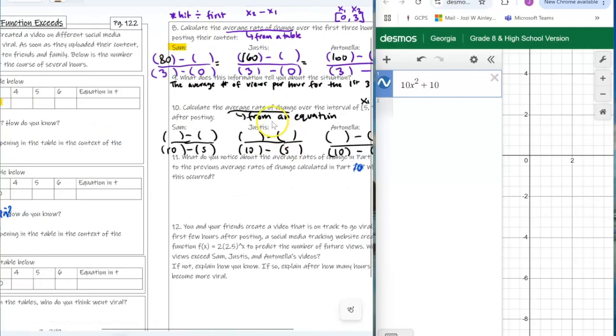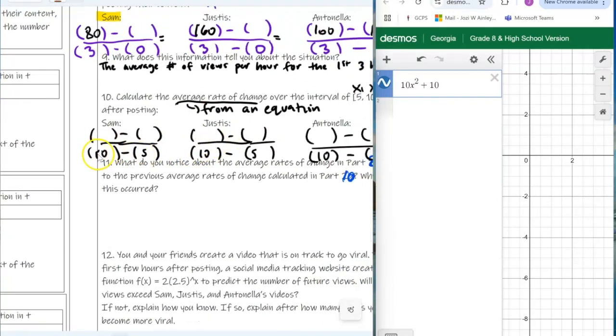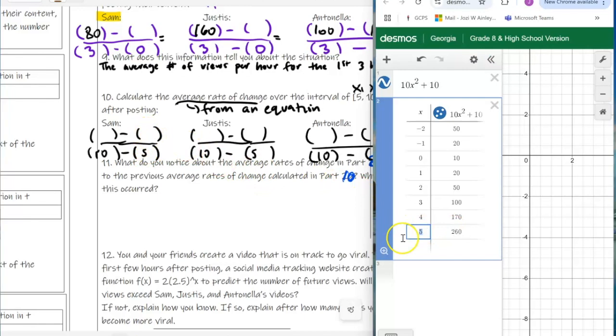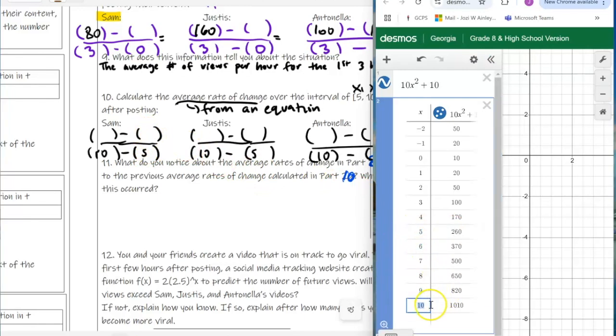So how would I find, I want to find 2 values, one at 10 and one at 5. And I think you guys have voted that hidden table is the fastest way to do that. So I'm just going to press enter until I see the 5 value and put that up here. So where 5 is, I'll put it up there. And then go enter until I see the 10th value, and I'll put it in line with the 10th value. So I just wanted to get you started on how to do average rate of change from an equation.